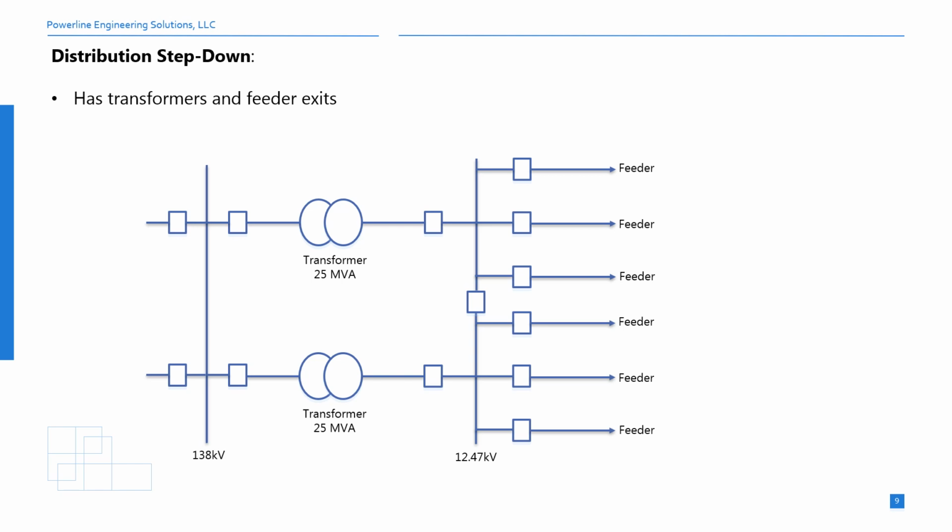Typical distribution substations will consist of multiple HV line terminals, transformers, and distribution feeder exits. These transformers are relatively small in terms of their MVA capacity. The feeder exits are usually radial.